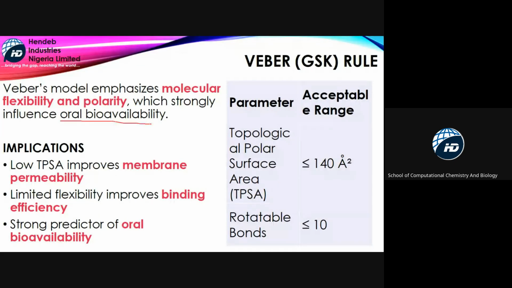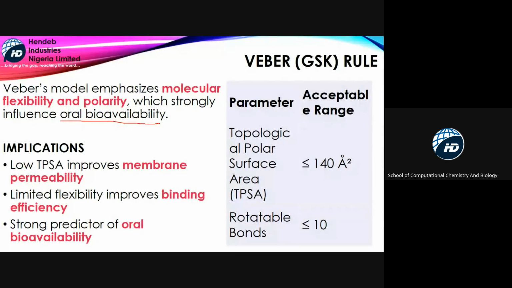So at my right, we are seeing just 2 parameters here and their acceptable range: the TPSA and the rotatable bonds. The TPSA of those compounds that must be in your formulation should not be more than 140 square Armstrong. So less than or equal to 140. If it is more than 140, some will say at most 150.